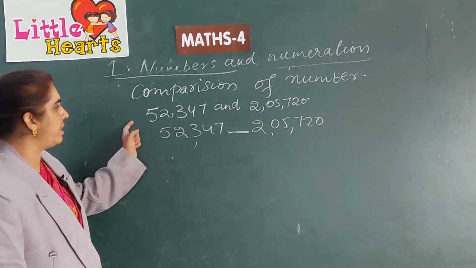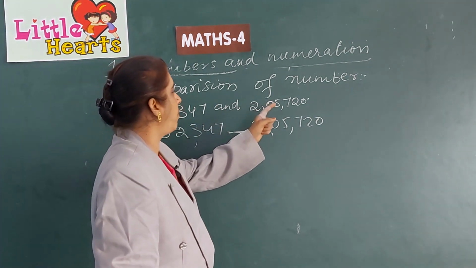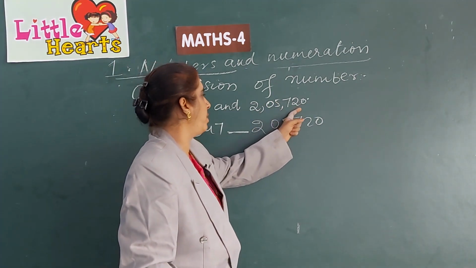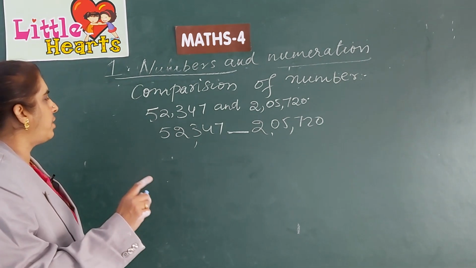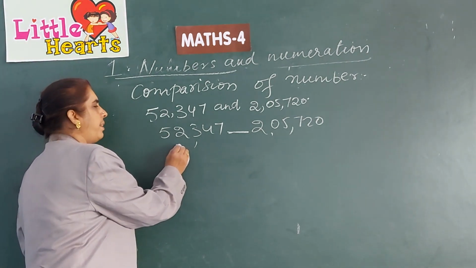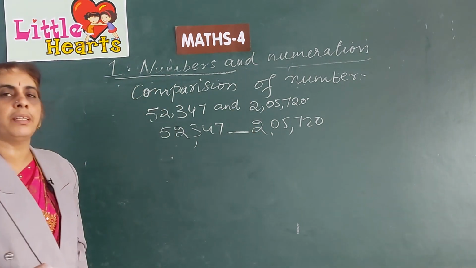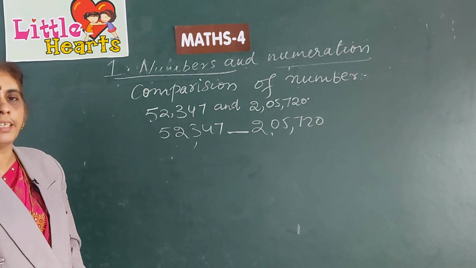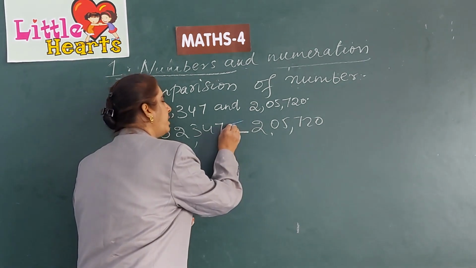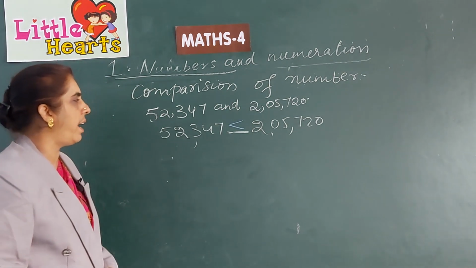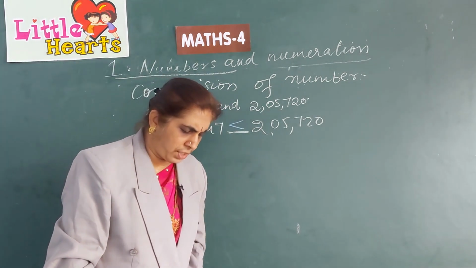Two numbers are given here, 52,347 and 2,05,720. First rule is count the number of digits in each number. This has 5 digits and this has 6 digits. The number with fewer digits is always smaller. So 52,347 is smaller than 2,05,720.